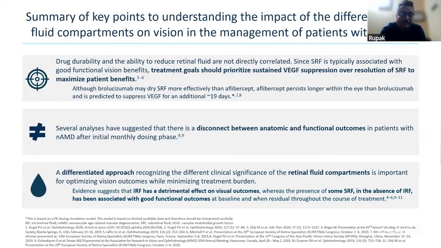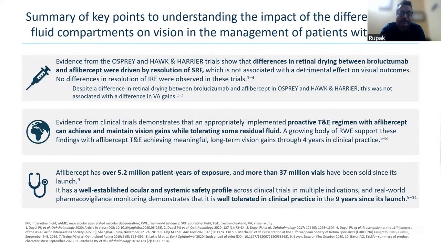So to summarize, that differential approach recognizing the different clinical significance of the retinal fluid compartments is important for optimizing visual outcomes while minimizing treatment burden.